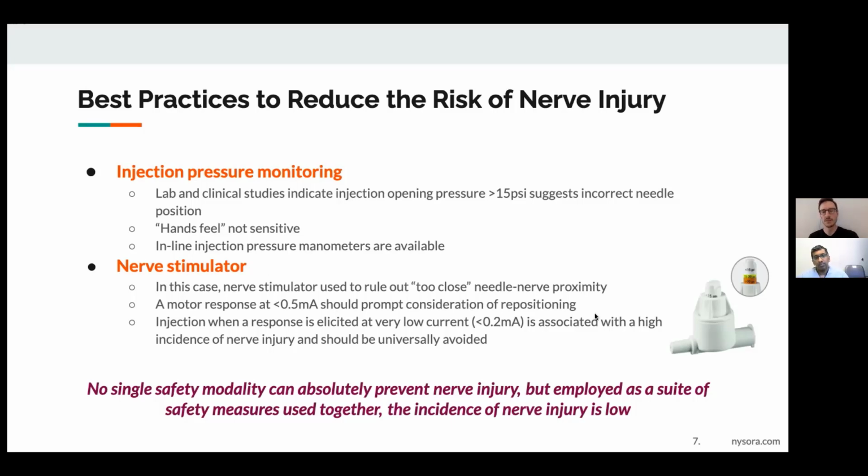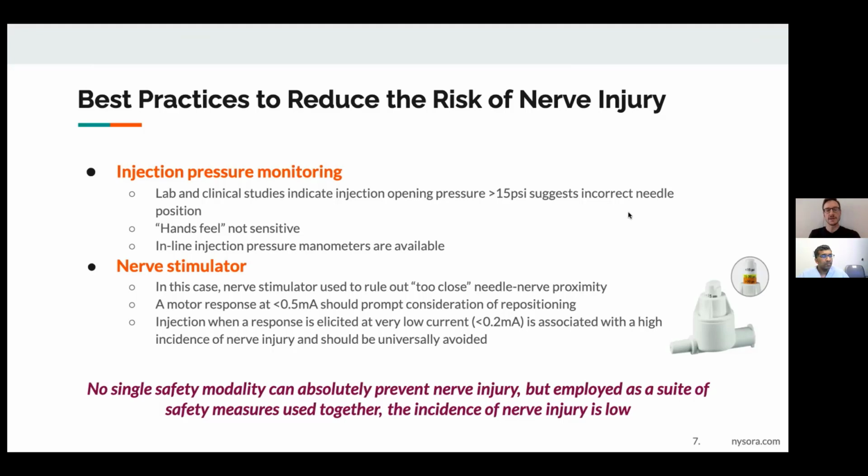But we recognize that's not terribly sensitive. Now, there are products such as these luminometers available that can give you an indication if the injection pressure is high. We don't use those in our block room, but arguably we should consider getting something like that as well, to improve our safety. I don't think they're terribly expensive.